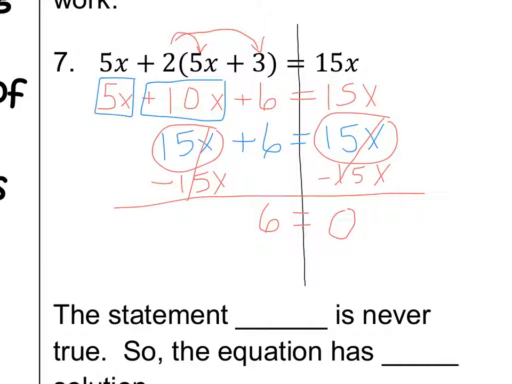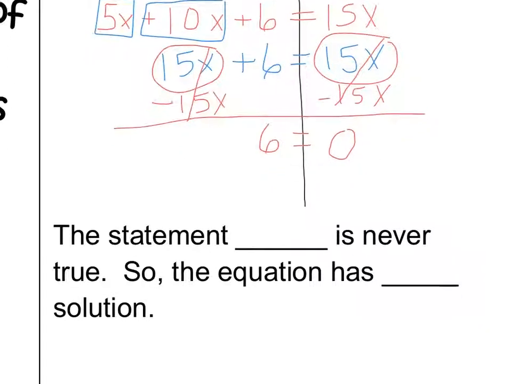All of my variables have disappeared. So that's one of those special circumstances. If my variables have disappeared, either my equation that's left is true, my statement's true, or my statement's false. So is 6 equals 0? Is that true? Well, no, it's not true.